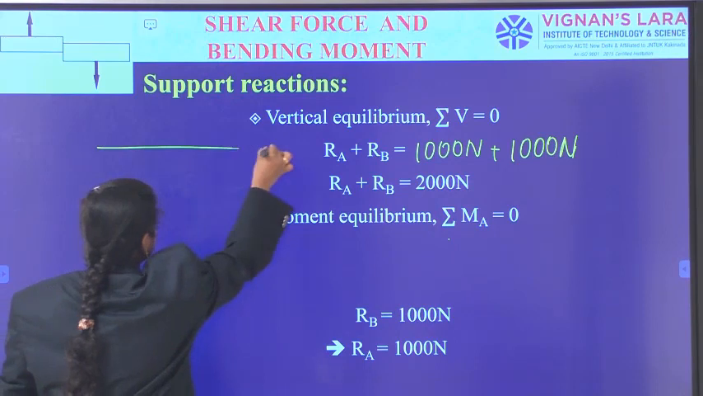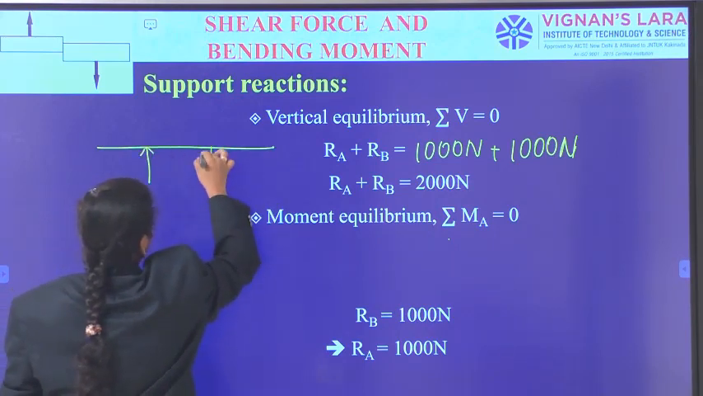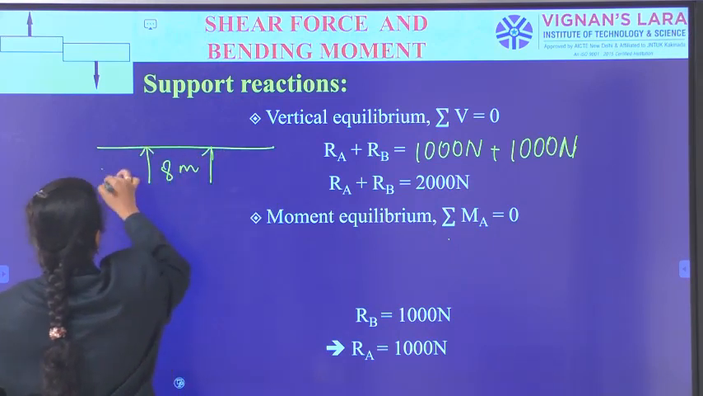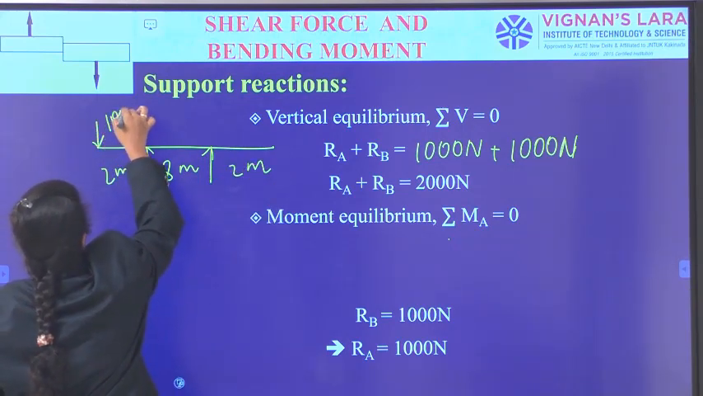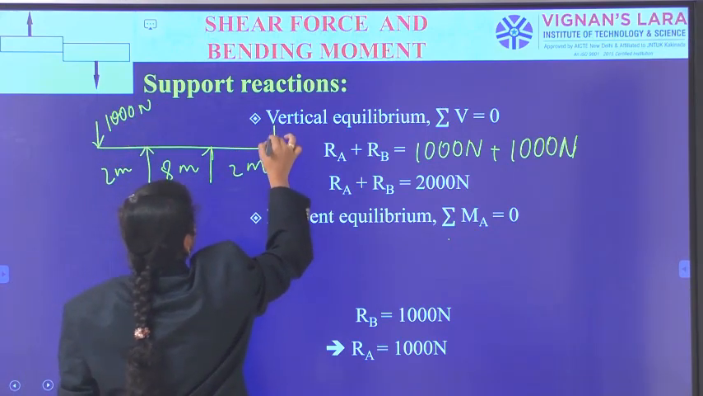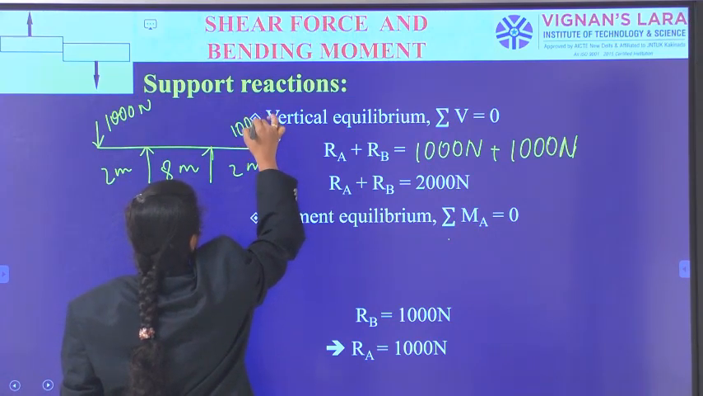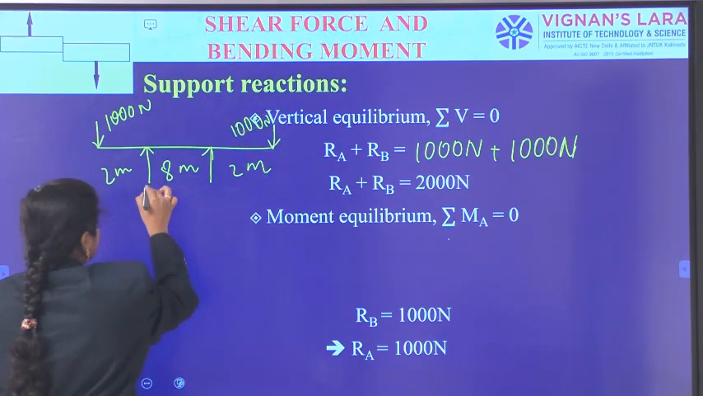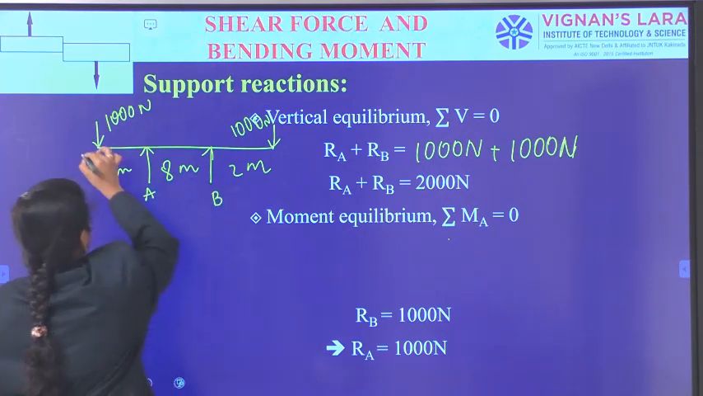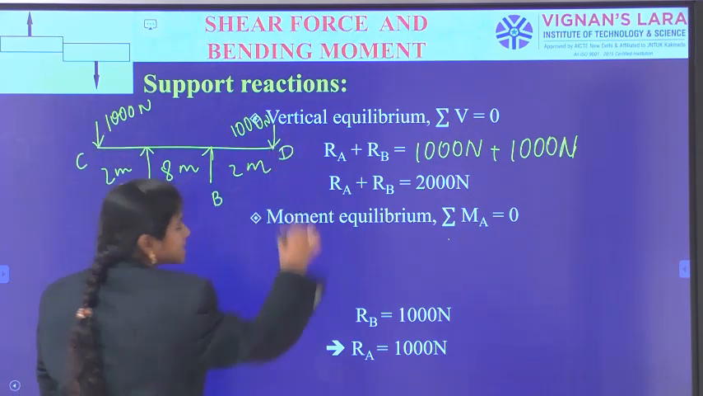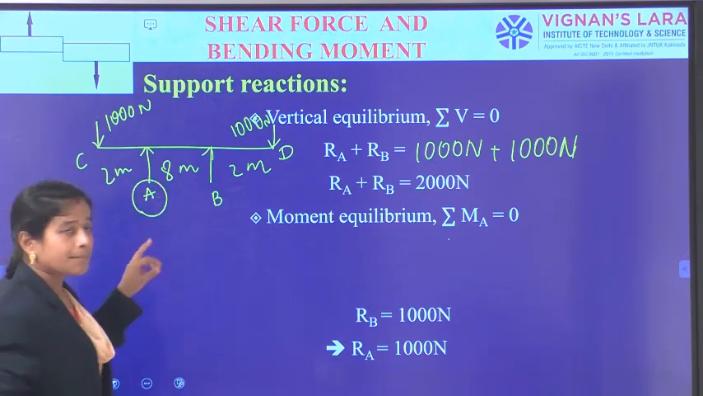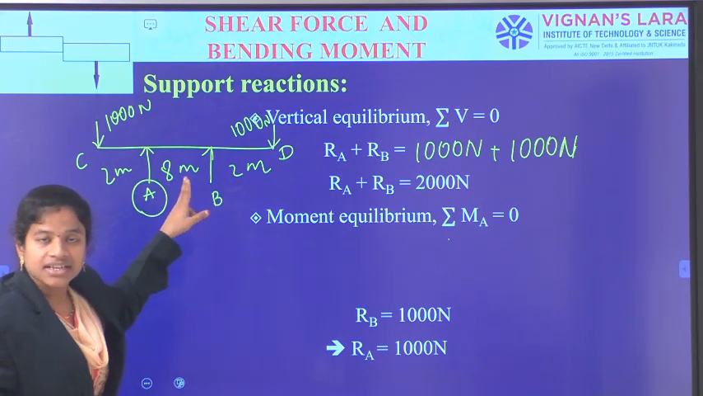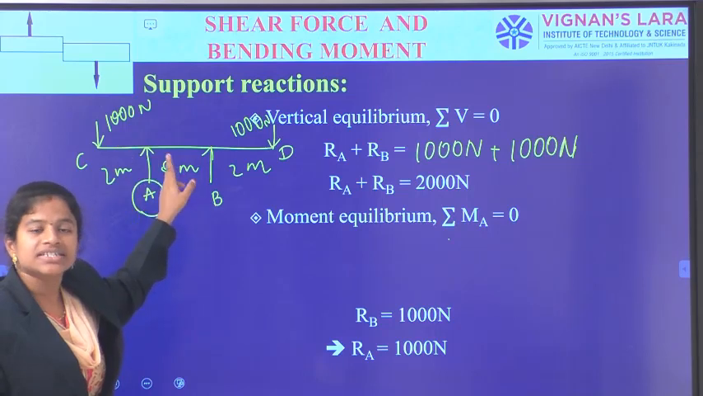As I am having the beam like this, these are 8 meter, 2 meter, 2 meter, and this one is 1000 Newtons and this one is 1000 Newtons. Okay. And here are the supports A and B. These are the support corners C and D. Now, I am calculating moment about A.